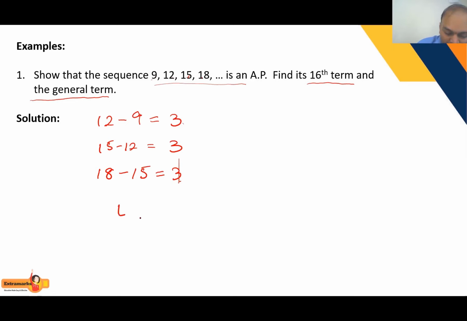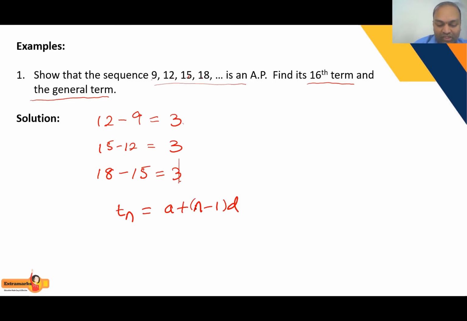Tn is equal to formula a plus n minus 1 into d. Here a is first term, d is common difference, and n is number of terms. Here we are calculating nth term. Suppose 100th term, put n is equal to 100. 7th term, put n is equal to 7.